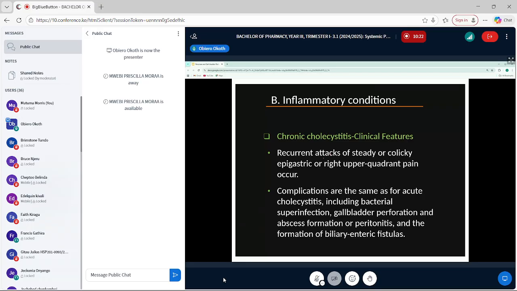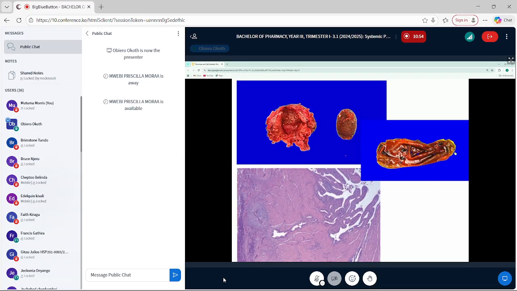The complications are the same as for acute cholecystitis, so they can get bacterial superinfection. You can have gallbladder perforation, abscess formation, peritonitis, and you can even have biliary enteric fistulas being formed. And gallstones, and even these recurrent infections in the gallbladder, can be a precursor, or an increased risk factor for gallbladder carcinoma.